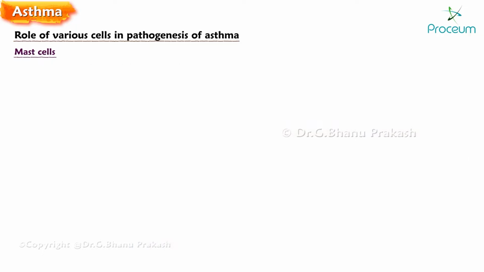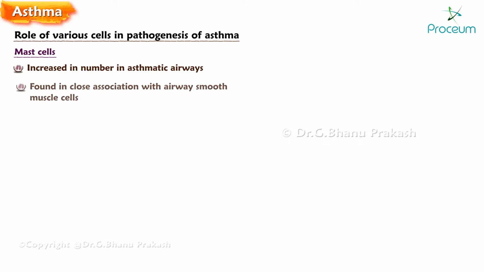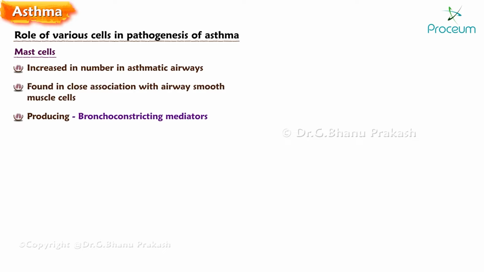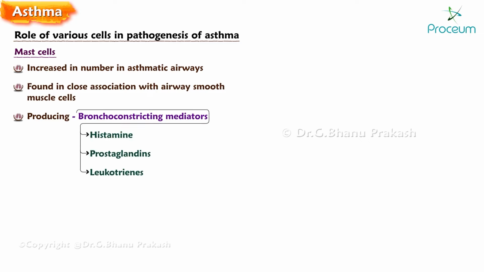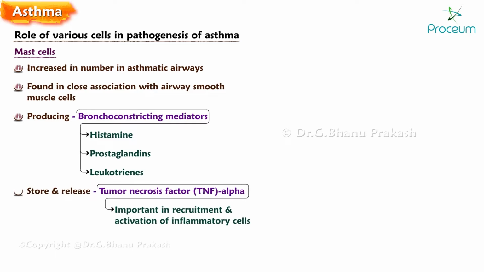Mast cells. Mast cells are increased in number in asthmatic airways and may be found in close association with airway smooth muscle cells. In addition to producing bronchoconstricting mediators such as histamine, certain prostaglandins, and leukotrienes, mast cells also store and release tumor necrosis factor alpha, which is important in the recruitment and activation of inflammatory cells and in altered function and growth of airway smooth muscles.